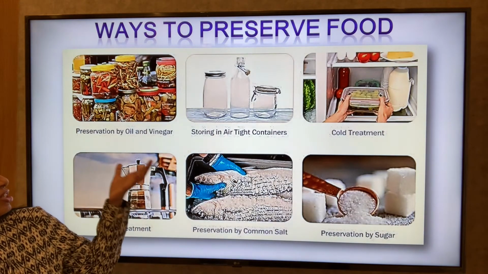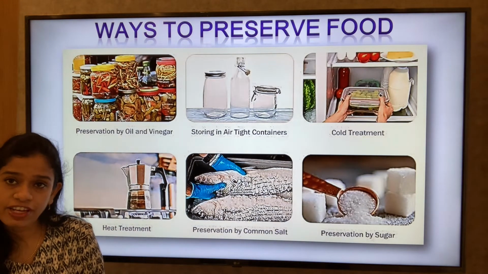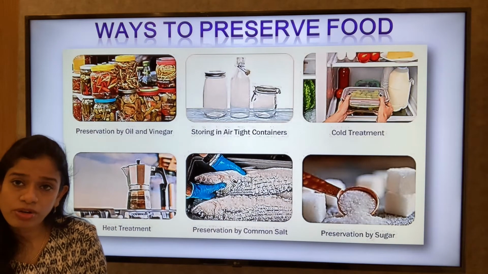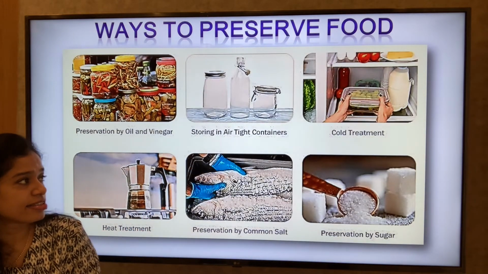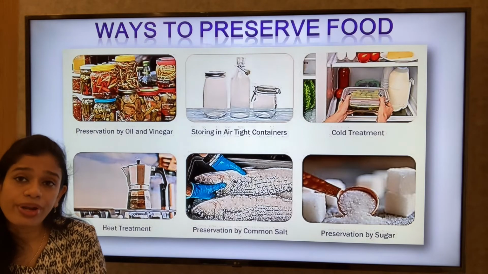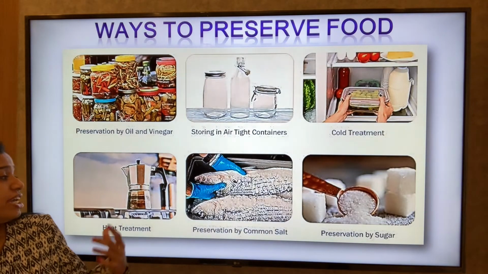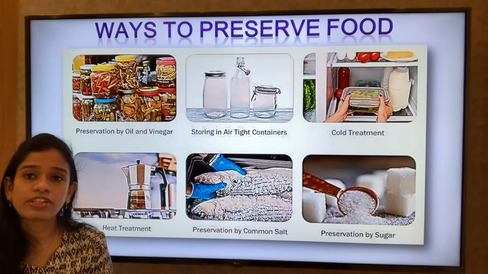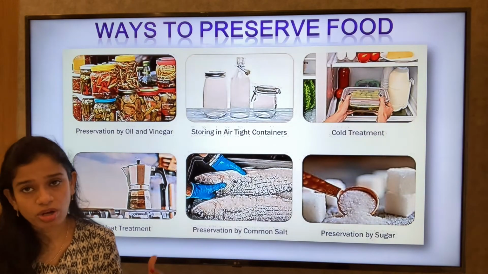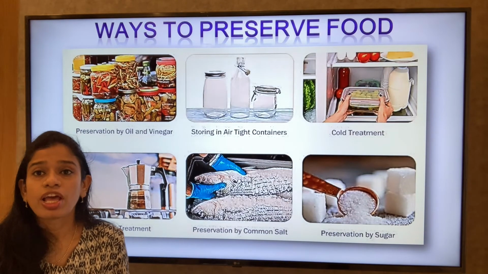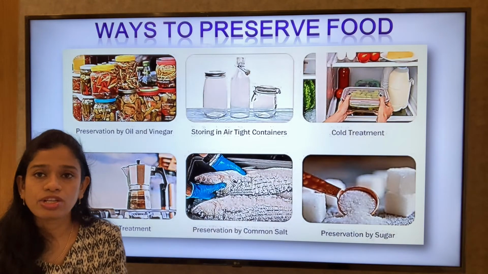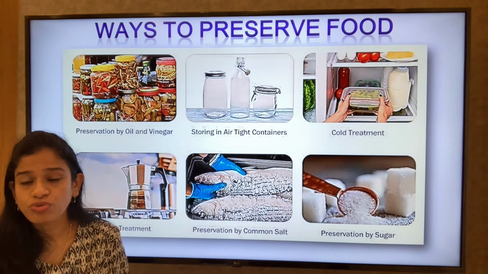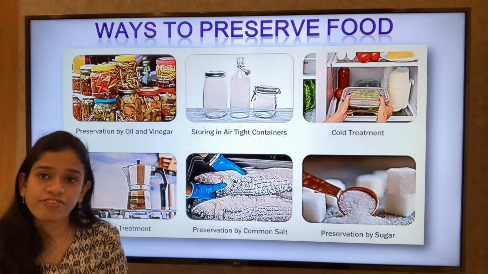We can use preservatives like oil and vinegar in order to stop the growth of microorganisms, store them in airtight containers, cold treatment, that is storing in the refrigerator, heat treatment, that is boiling, and preservation by common salt and sugar, which is very common and has been done in olden days in order to preserve many foods which get decayed very fast.